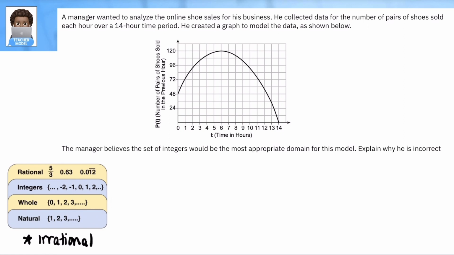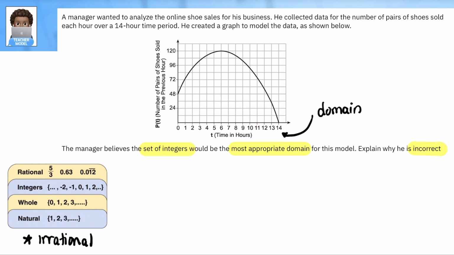So let's look at this first problem over here. A manager wanted to analyze the online shoe sales for his business. He collected data for the number of pairs of shoes sold each hour over a 14-hour period. He created a graph to model the data as shown below. The manager believes the set of integers would be the most appropriate domain for this model. Explain why he is incorrect. All right, so first things first, you remember your domain were your input numbers. So they're down here. This is the domain.